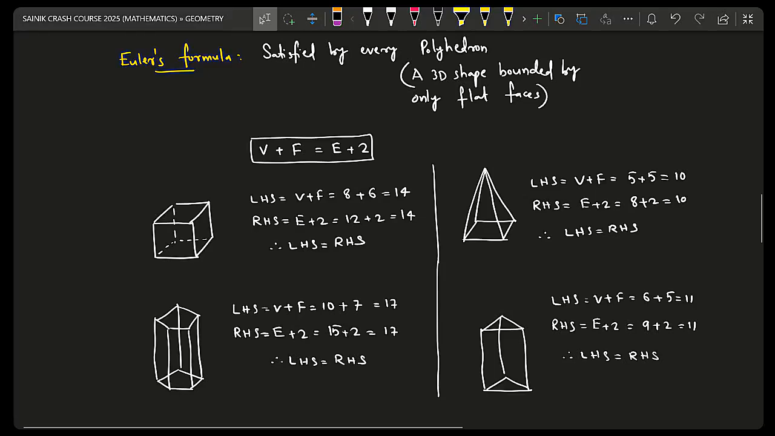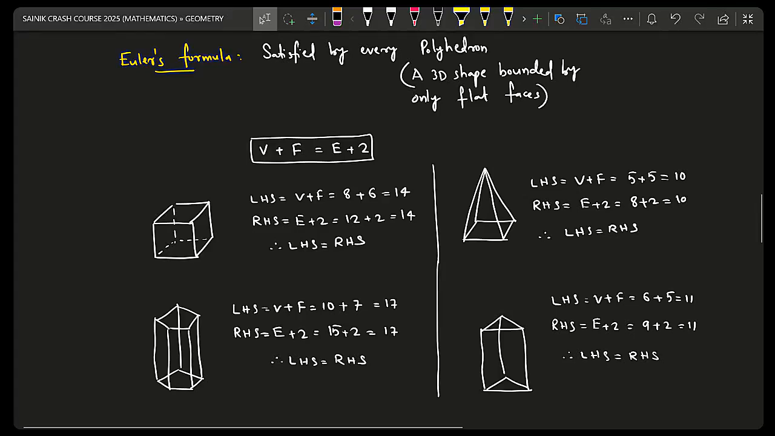You can use V plus F is equal to E plus 2. It's like a cube only. Again you get 8 plus 6 is 14, and 12 plus 2 is 14. Again they will become equal. Sir, we can take more than pentagon. Yeah, you can take even a hexagonal pyramid or hexagonal prism. You can try. So everywhere Euler's formula will be true. But the only condition is it should be bounded by only flat faces.